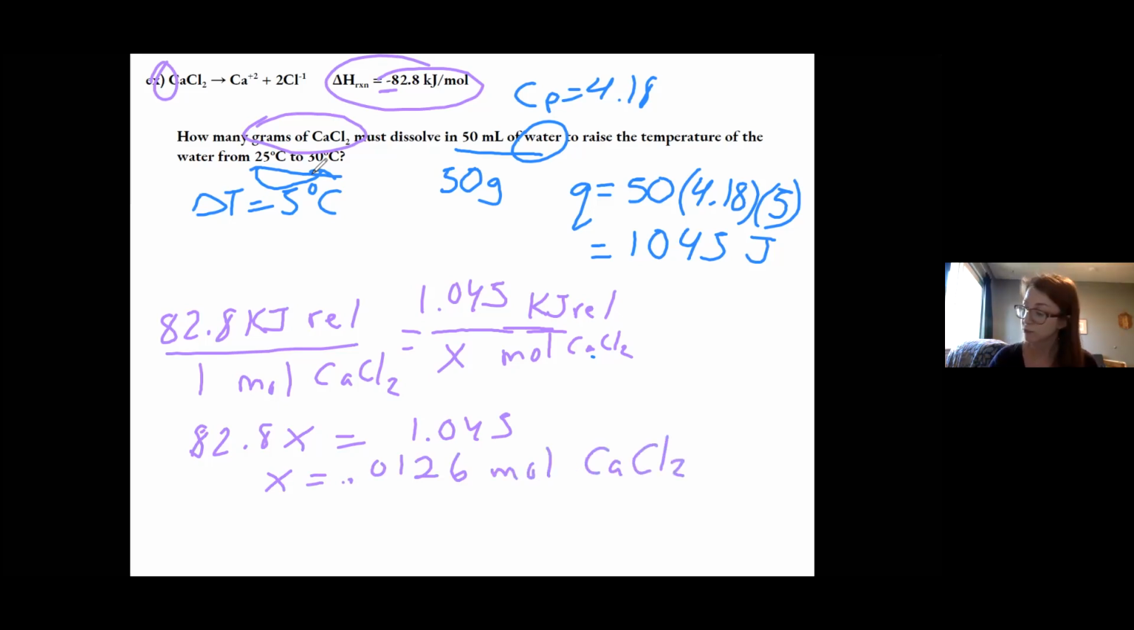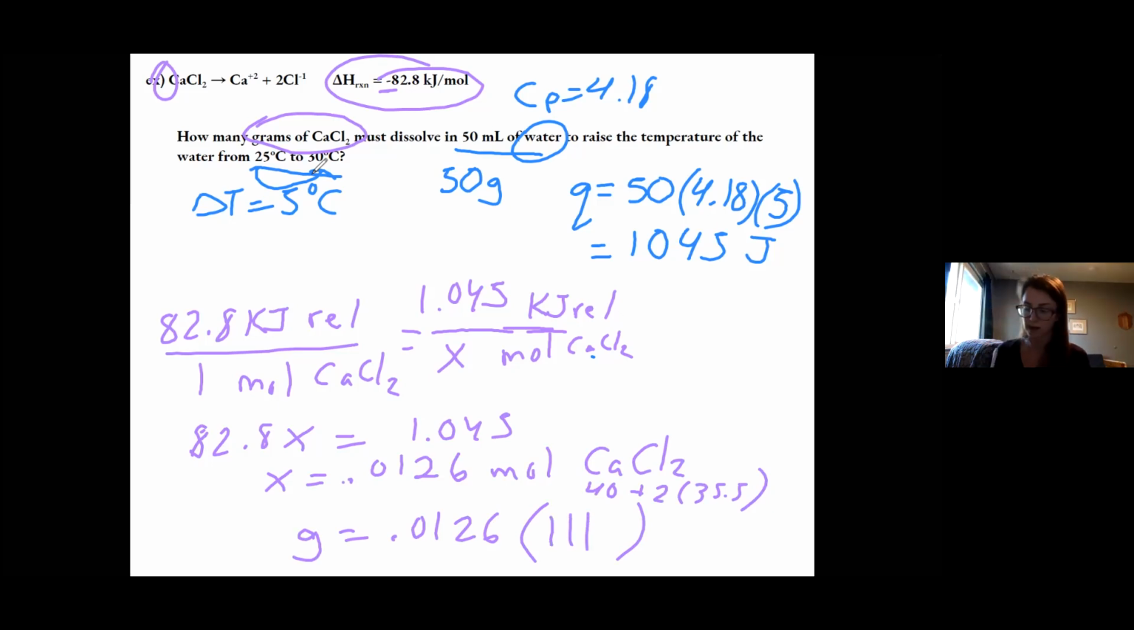What does the question want from me? It wants grams of calcium chloride. Grams of calcium chloride equals moles of calcium chloride times the molecular weight of calcium chloride. 40 plus 2 times 35.5. My molecular weight of calcium chloride is 111. Multiplying those two together, I got 1.4 grams.